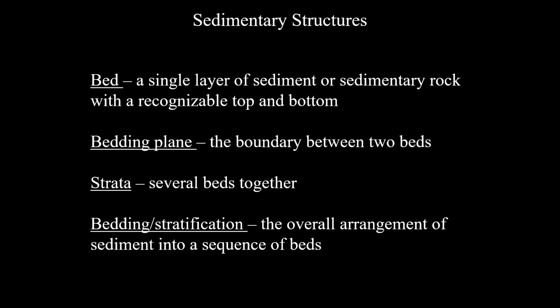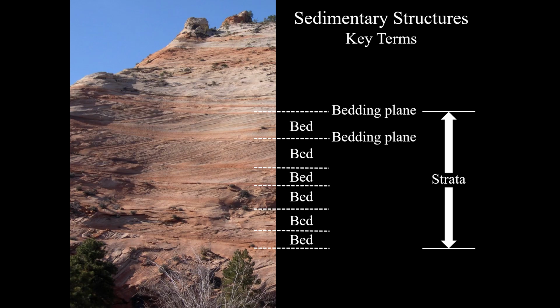When we talk about sedimentary structures, we use a few terms that you may not be familiar with. We use the term bed to define a single layer of sediment. We use the term bedding plane to denote the boundary between two of those layers or beds. Altogether, we call several beds strata, and the arrangement of the sediment is defined as bedding or stratification. Let me show you that in a picture that I think will make it a little bit more clear.